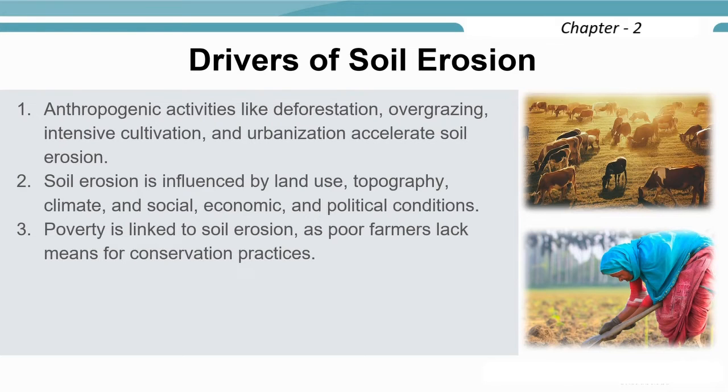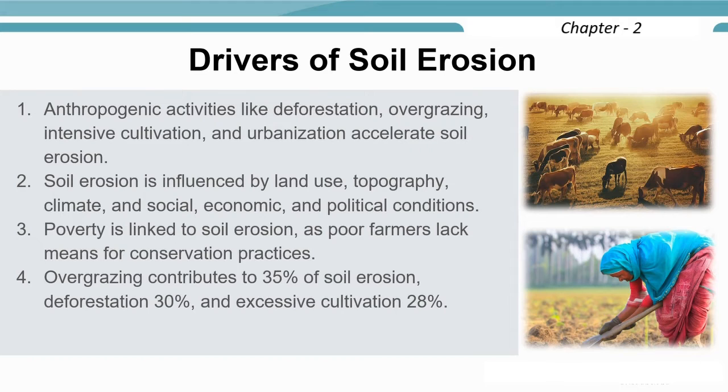Poverty is also linked to soil erosion because poor farmers will not be able to afford some of the expensive mechanical conservation practices. And because of that, there is an increase in the erosion rate. He may adopt some vegetative measures, but it will be very difficult for poor farmers to adopt some of the mechanical measures. Overgrazing contributes to 35% of soil erosion, whereas deforestation and excessive cultivation contribute 30% and 28% of soil erosion respectively.